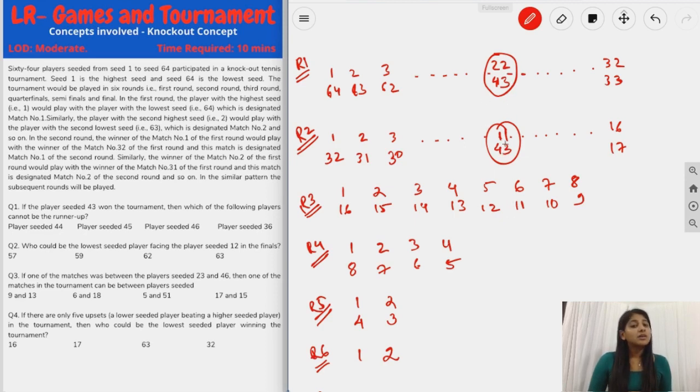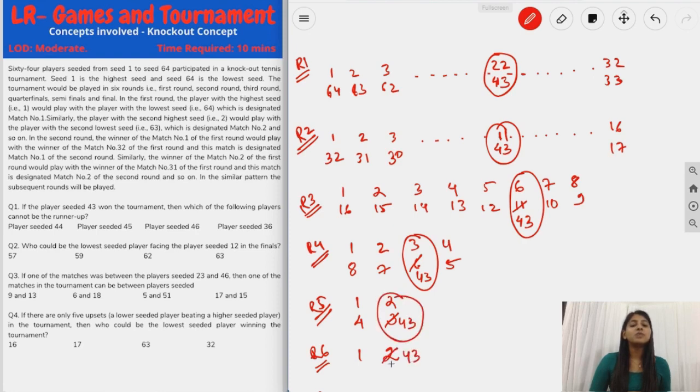And then here 43 will defeat 11 and will take 11's place. Then in the next case 43 will defeat 6 and will take 6's place. Then it will defeat 3 and take 3's place, and then defeat 2 and take 2's place. And then finally 43 will defeat 1 and win. This is how the scenario could have been. Now we have to figure out who among these cannot have taken this place and become the runner-up.